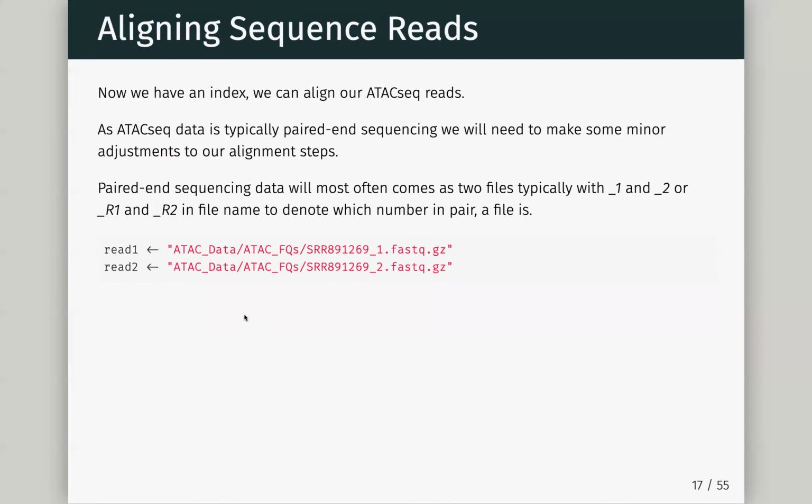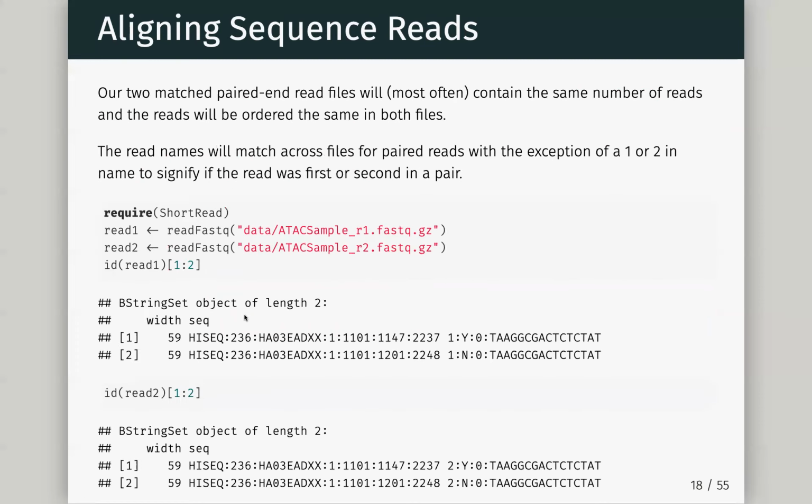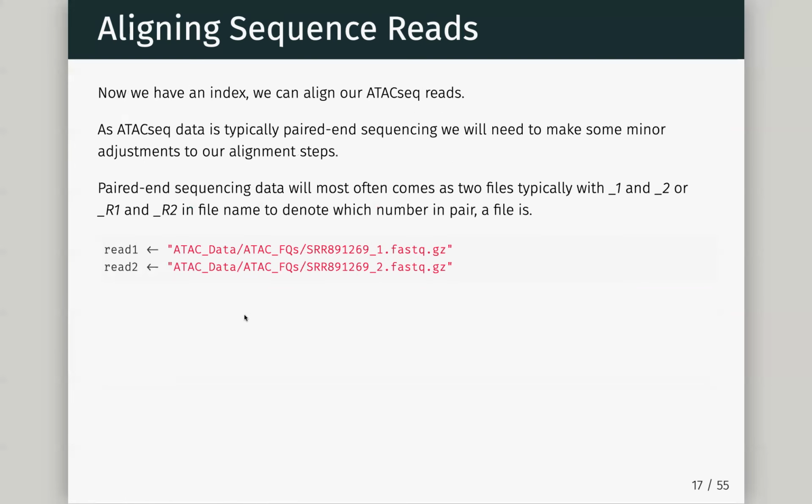So now we have an index. We can align our ATAC-seq reads. But ATAC-seq data is a little different to what we've been looking at previously. RNA-seq data can be single or paired end. So can ATAC-seq data, but more often than not, it is paired end. And there's a real reason, as you'll see as we go through, why paired end sequencing became kind of popular for ATAC-seq.